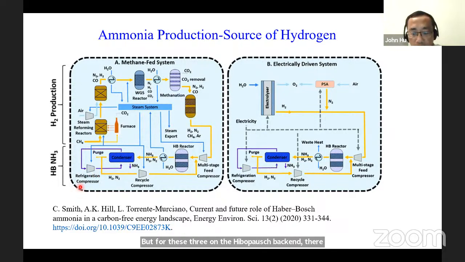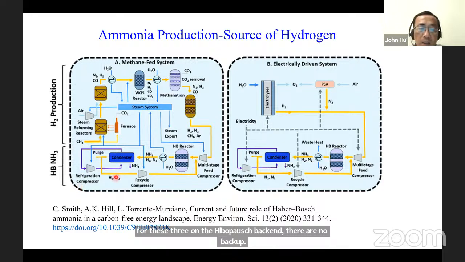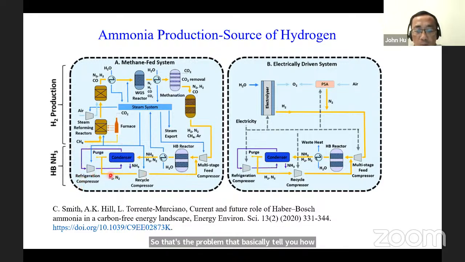So that's the problem. That basically tells you how complex it is, and how much money you need to spend in order to get a backup. So they are very critical. You want to operate in such a way that they are very stable. You cannot afford a shutdown. If you shut down an ammonia plant for one day, you are talking about a couple million dollars. That's a lot of money, and then it takes you 5 days to start. So, all right.